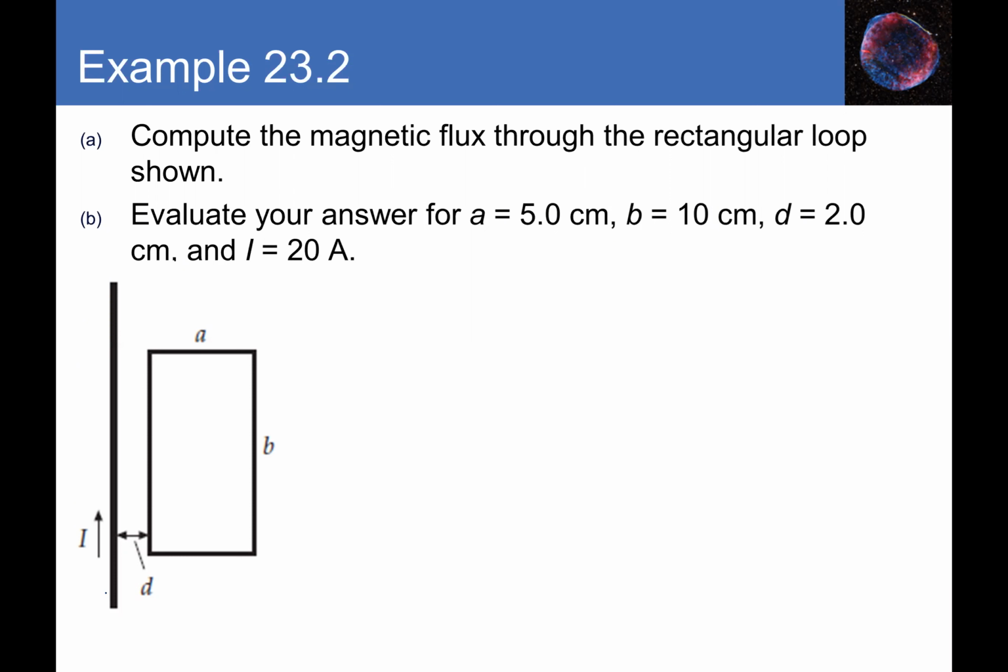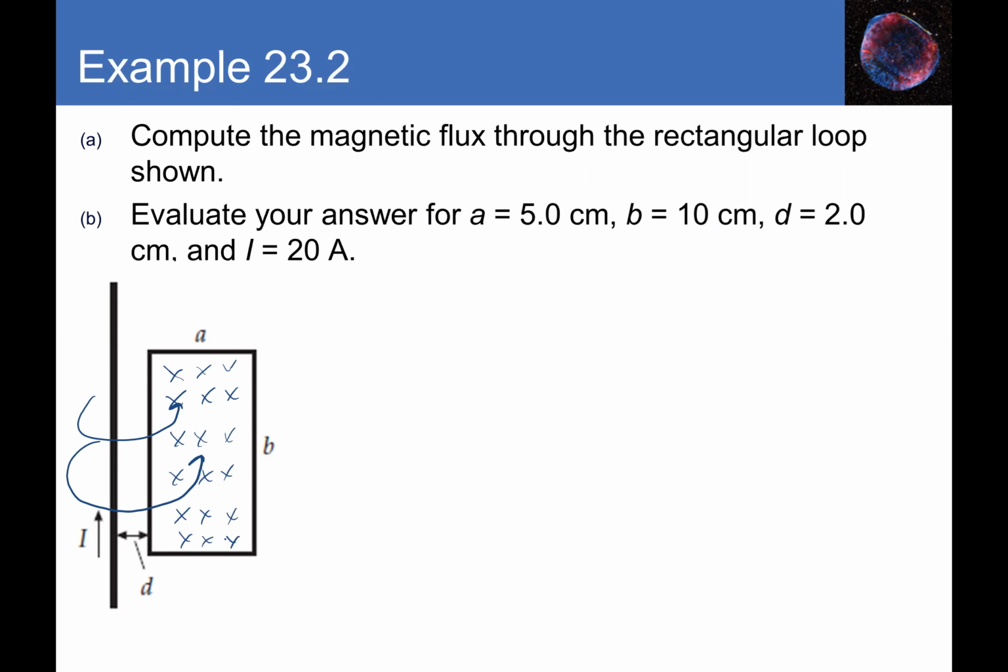Remember, the straight wire, if it has a current running through it, generates a magnetic field that loops around it. That means the magnetic field goes like this, where anywhere inside this rectangular loop, if you use your right-hand rule, you will see it's going to be in this direction, which is into the page.